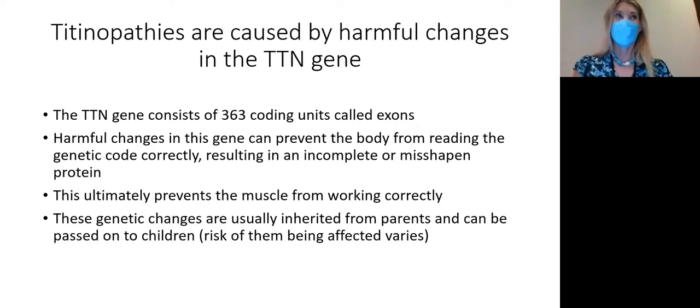However, if there are harmful changes in that genetic code, that can prevent the body from reading the genetic code correctly, resulting in an incomplete or misshapen protein that doesn't work quite as well as it should. Or in some cases, the protein might be completely absent. In the case of titin, this ultimately prevents the muscle from working correctly. These genetic changes are usually inherited from parents and can be passed on to children. The risk of a child being affected really varies depending on the condition and how that condition runs in the family, and I hope to explain a little bit more about that.